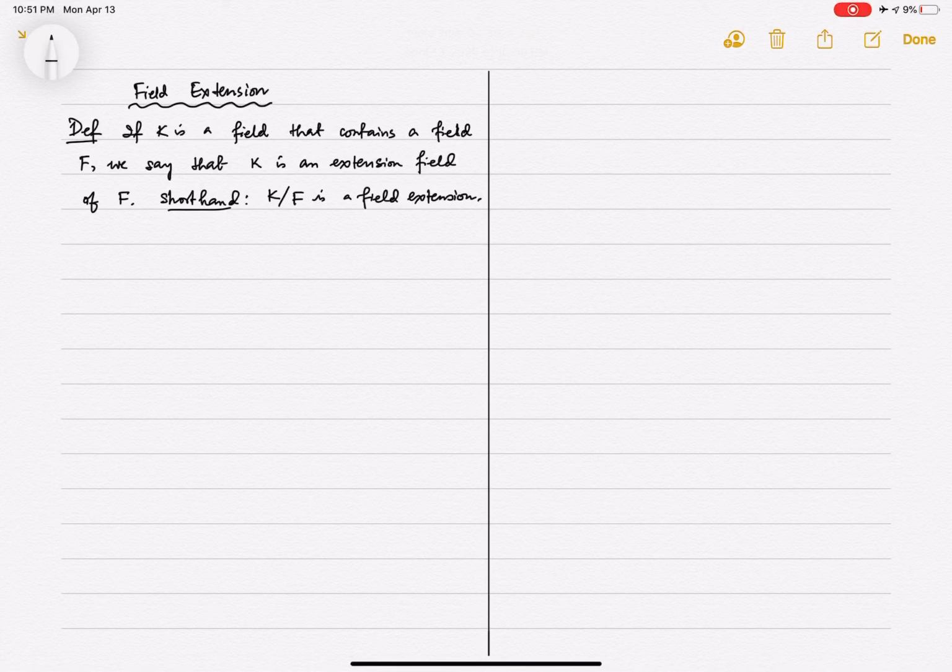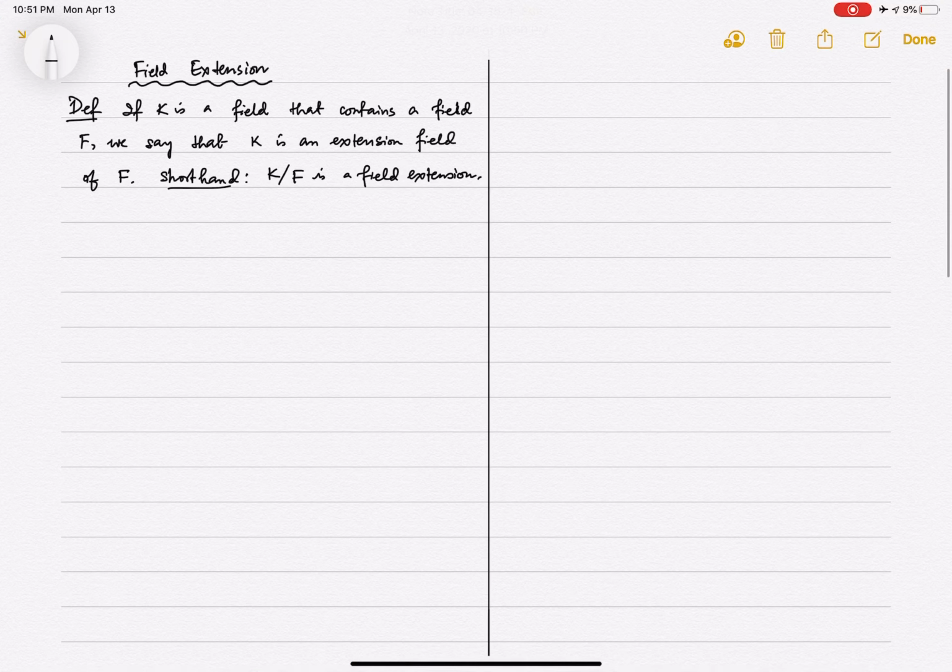So let's begin the study of field extensions, or extension fields. A field K containing another field F is called a field extension. So if K is a field that contains a field F as a subfield, we say that K is an extension field of F. We use the shorthand K over F.